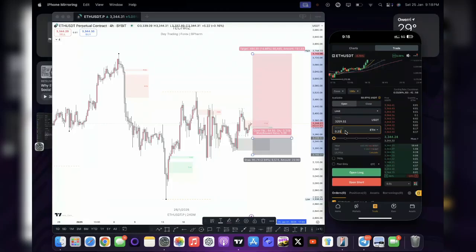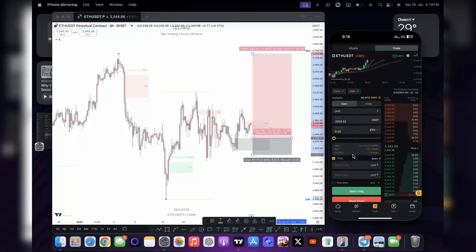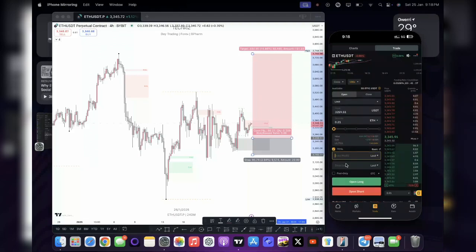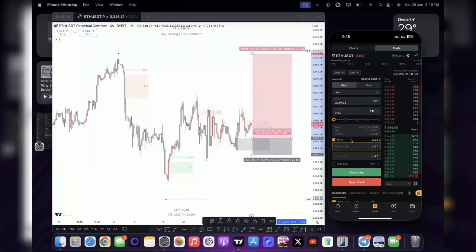So 0.21, right? Now, let us set our TP and SL and see if we're actually correct, right? Now, TP and SL. Our take profit is 3,743.96.